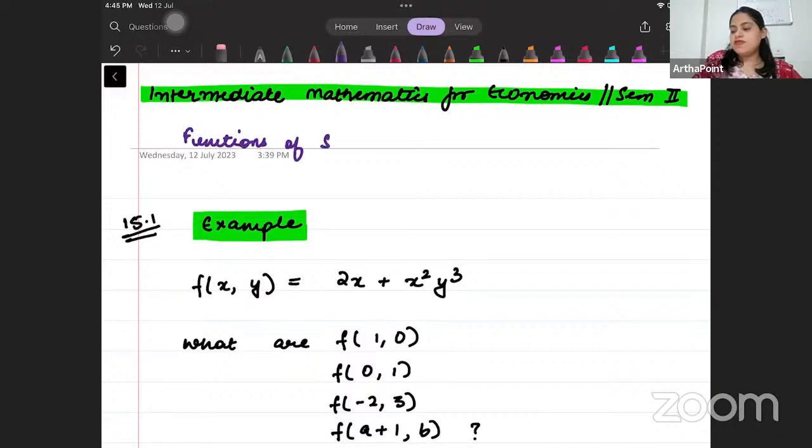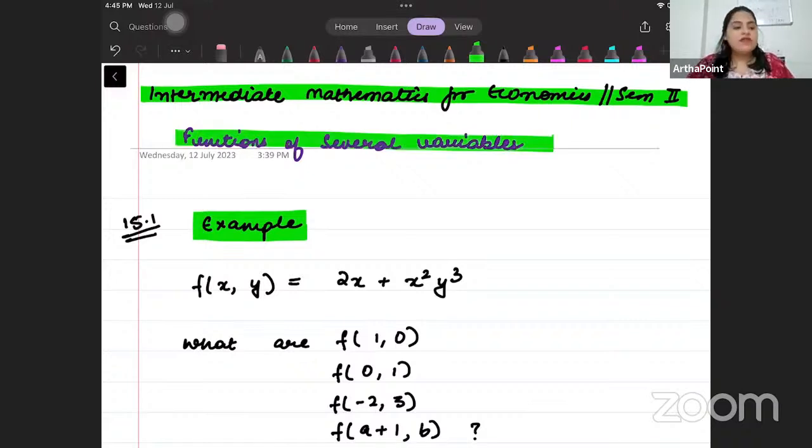The name of the chapter is functions of several variables. So we will take this chapter called functions of several variables. And in this, beta, we are going to take the first section and talk about what a function of several variables is. And we're also going to see what kind of questions can come from this paper.